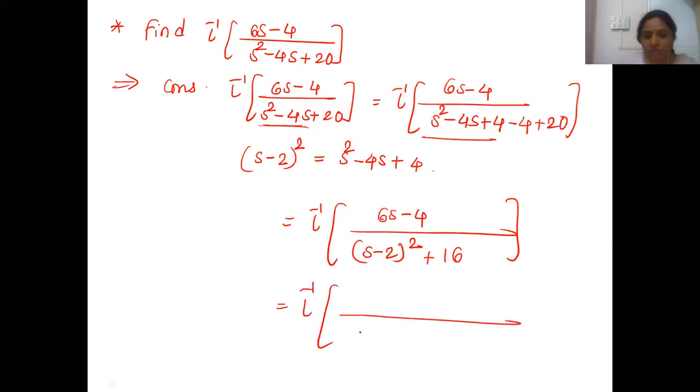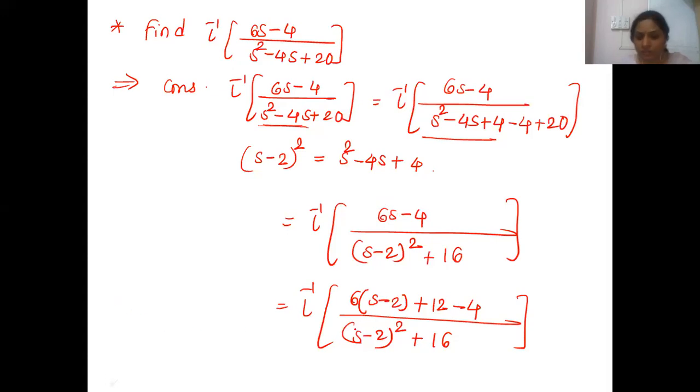So what you'll do here is, because in the denominator it is s minus 2, we'll write wherever there is s, s minus 2. So here is s, so that s is s minus 2, 6 as it is. But while doing this, it becomes 6s minus 12. Minus 12 is there, so I'll write plus 12. That removes the effect of 12. And we need originally minus 4, so minus 4 as it is.